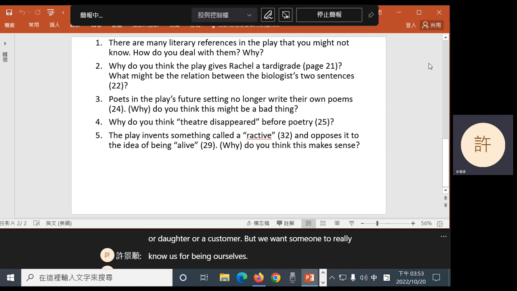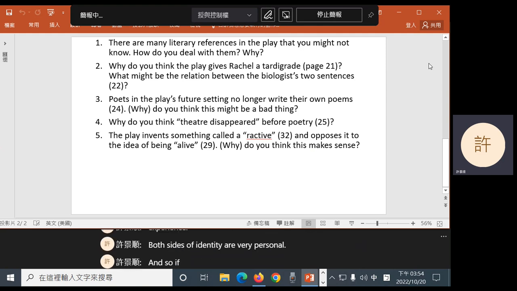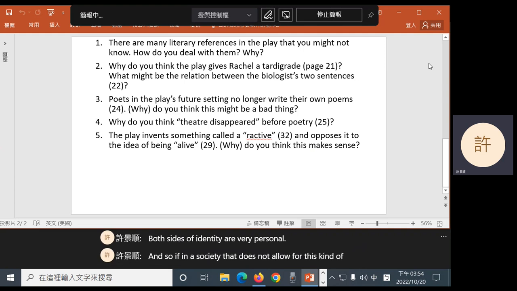That idea is a very personal idea, and personal identity is based on experience and imagination. The specific experience that a person has, combined with how the person thinks about that experience. Both sides of identity are very personal. And so if a society does not allow for this kind of creativity, how is someone to really know that they have been seen, that they have been recognized?